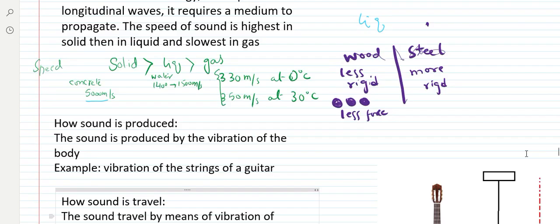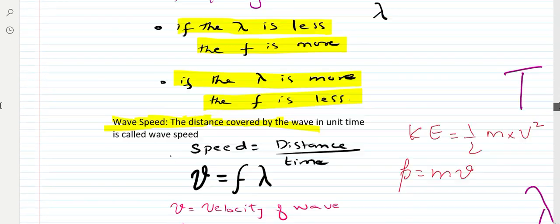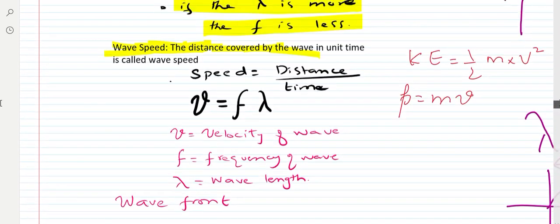So that is why I'm just targeting a few concepts. One more thing which you should know is the wave equation, and the wave equation is v equals f lambda, where v is the velocity of the wave, f is the frequency of the wave, and lambda is the wavelength. If you have any two of these things given, you can find out the third one, as is the case with every equation. The last but not the least is the concept of diffraction.